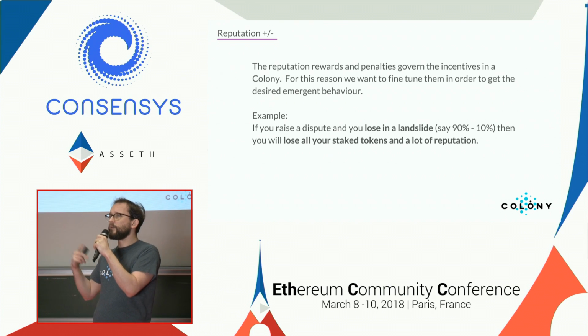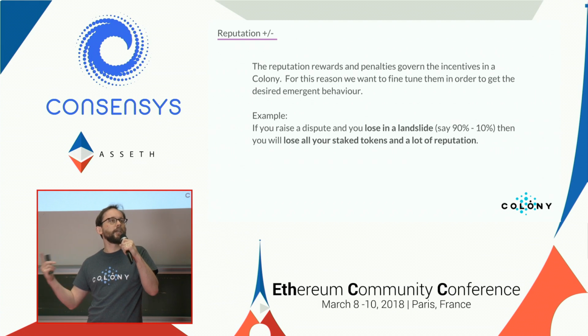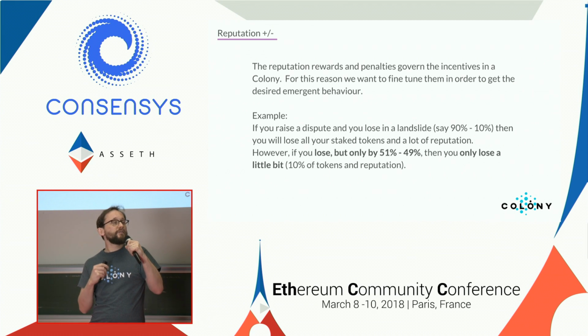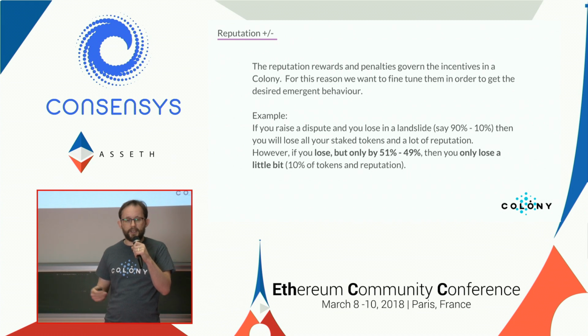Because you should be in communication with the rest of your team, with the rest of your colony. You should have known that everyone else disagrees with you. You're really encouraged to have communication out of bound. But if you do force a vote and you lose it by 51 to 49, your reputation penalty is much, much slighter, because probably it was a good idea to have an explicit vote, because it wasn't so clear what everyone was thinking.